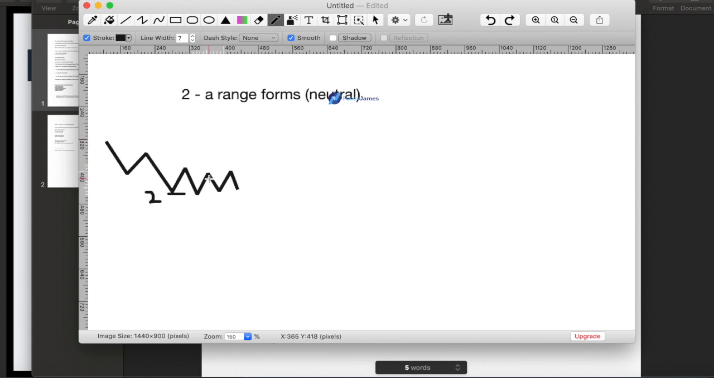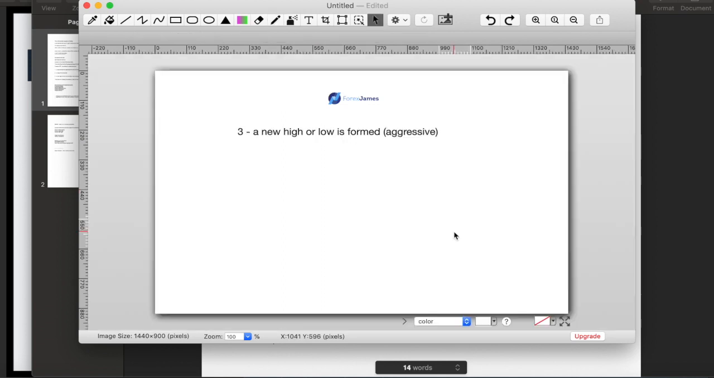So we have point number one, which is somewhere around here before that equal low, and point number two would be an equal low, more or less, give or take a few pips. This is to anticipate should a range decide to form. And of course, last of all, the most aggressive TP target would be point number three, which is a new high or a new low.